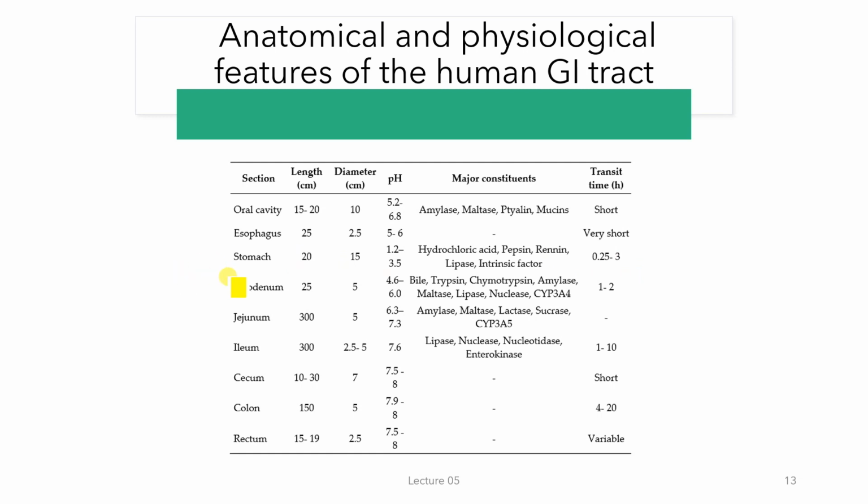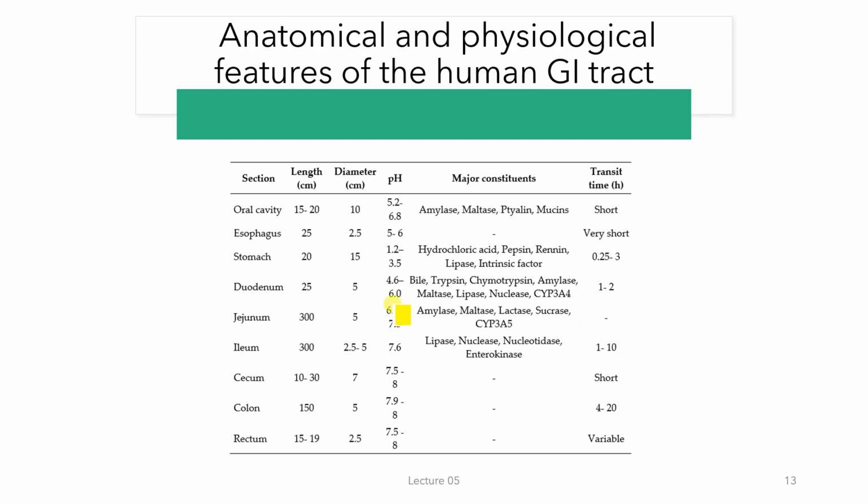The stomach is followed by the small intestine, and the first part of the small intestine is the duodenum. The duodenum is 25 centimeters in length with a diameter of about 5 centimeters, having a pH of 4.6 to 6. The major constituents secreted or present in the small intestine are bile, trypsin, chymotrypsin, amylase, maltase, lipase, nuclease, and cytochrome P3A4. The transit time from the duodenum is about 1 to 2 hours.